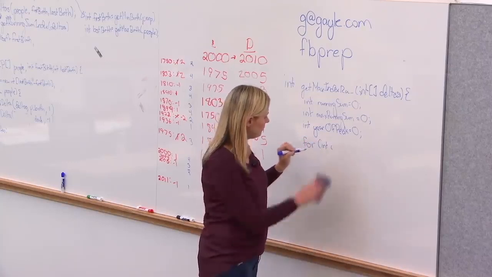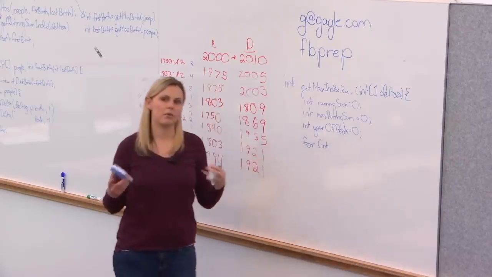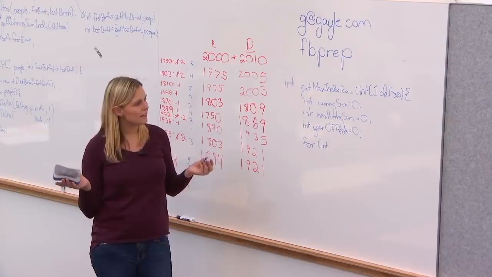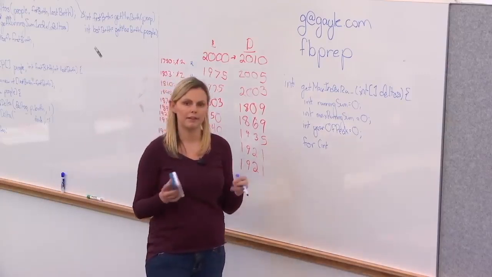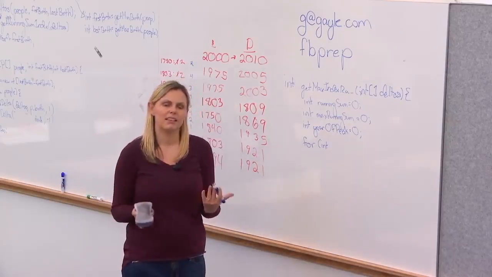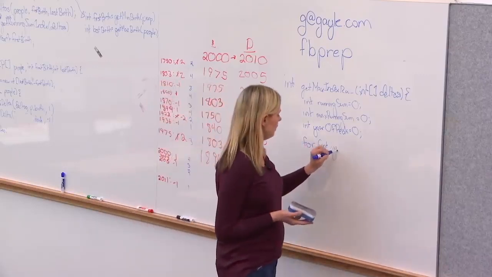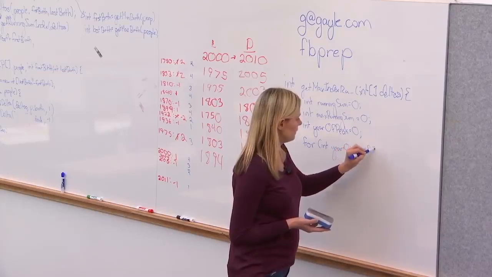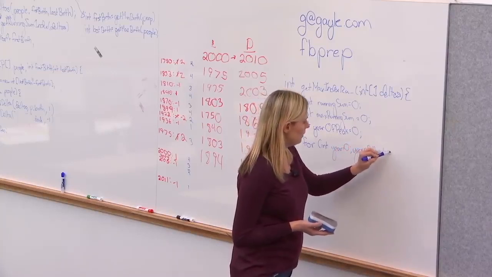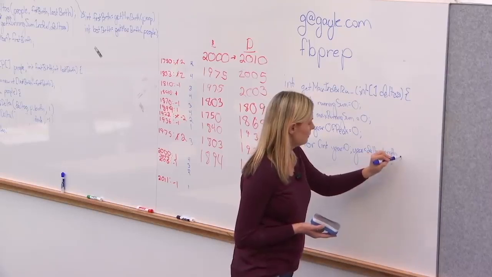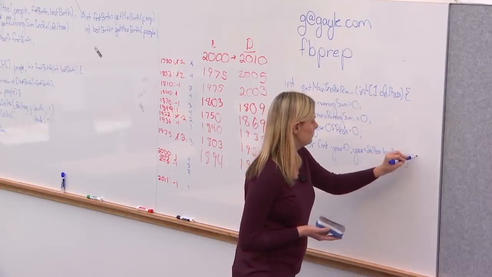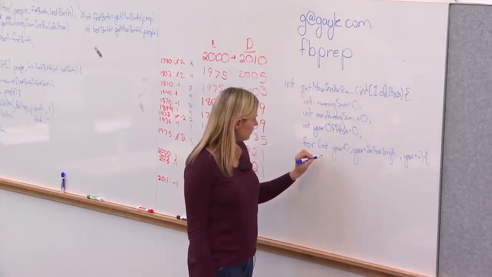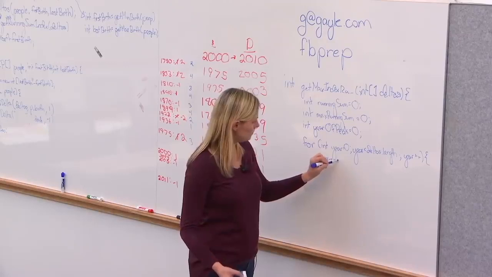Int I, usually I is okay for incrementing through an array. In this case, though, this isn't just corresponding to a random index. It has some meaning. So I'm actually going to call this year, year less than deltas dot length, year plus plus. Okay.